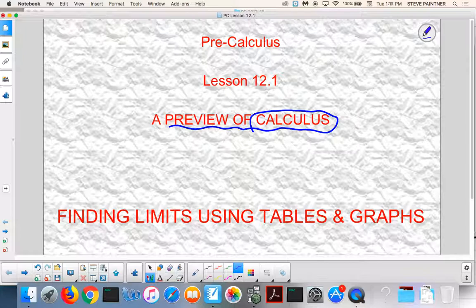Wait, there's a regular calculus class? Not here. Oh. Well, I'm saying wherever you end up next year, if you're a junior, you could take calculus here. If you're going to college, you could take calculus in college. But this is your preview to calculus right here, chapter 12.